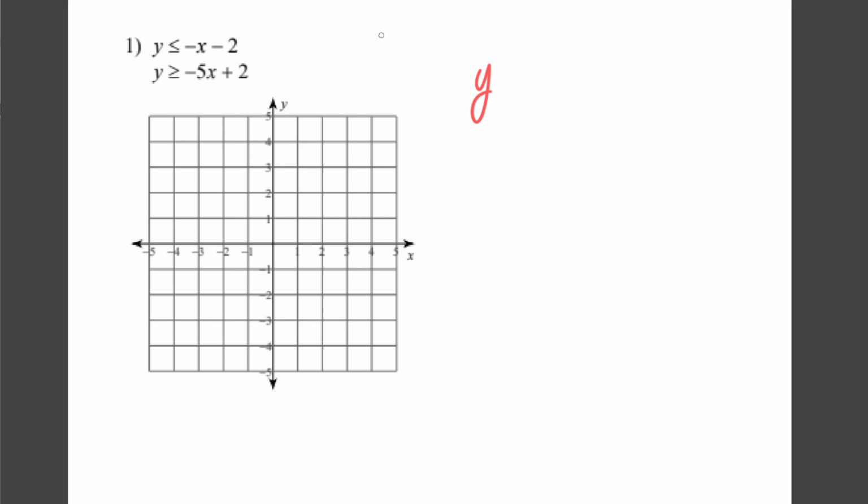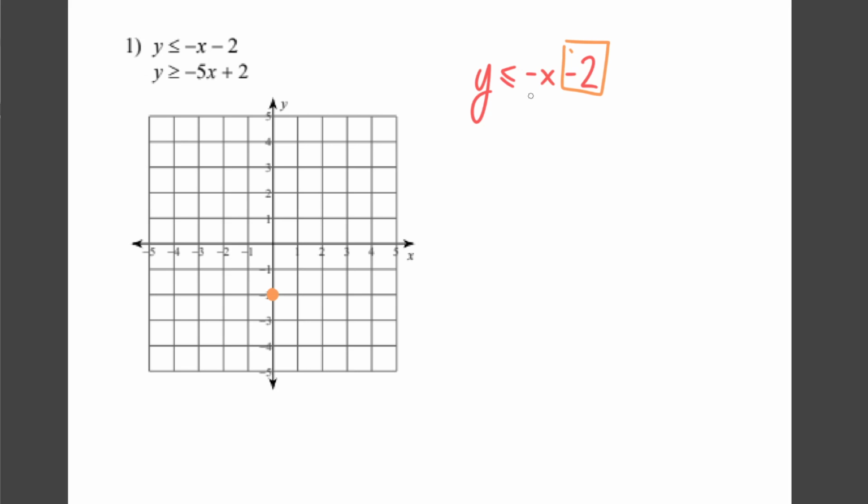So my very first one, y is less than or equal to negative x minus 2. Just like beforehand, we need our starting position. We are starting at negative 2, so we're going to start our graph at negative 2. Again, we look on the y-axis, we find where negative 2 is. There's our first point. This is our starting point.